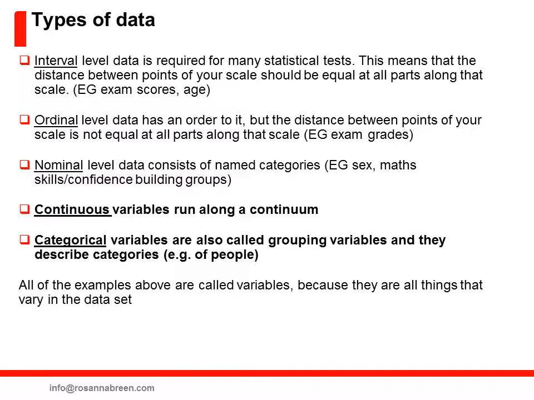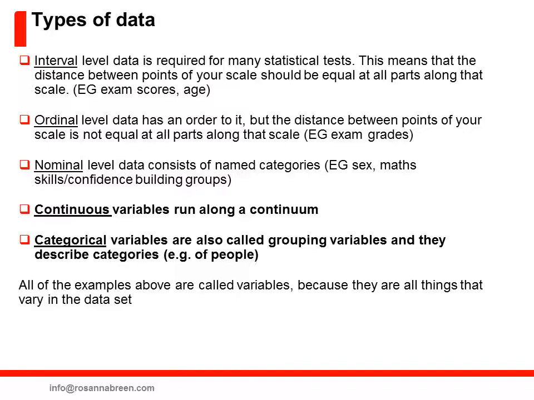Ordinal level data has an order to it, but the distance between the points of your scale is not equal at all parts along that scale. So for example, exam grades. The range of scores that are included in a grade A is usually a bigger range than the range of scores included in a grade B. So the types of analysis that we would do with ordinal level data is, for example, a Spearman's correlation.